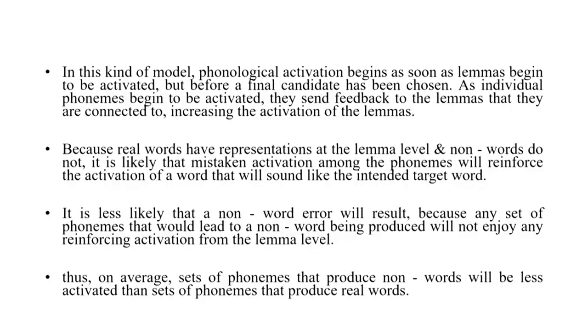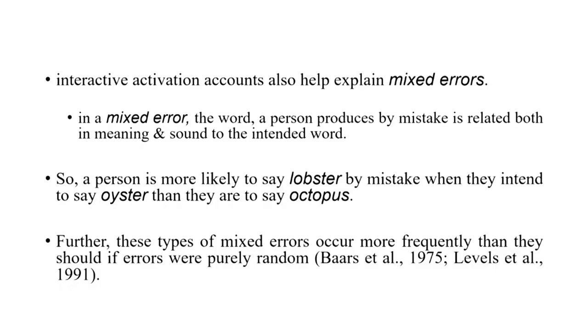So, again, we are explaining how it is highly improbable for us to commit sound errors or sound exchange errors which end up in resultant non-words as opposed to actual words. What happens is, on average, sets of phonemes that produce non-words will be less activated than sets of phonemes that will eventually produce words, and that could be a reason as to how this kind of selection can happen.